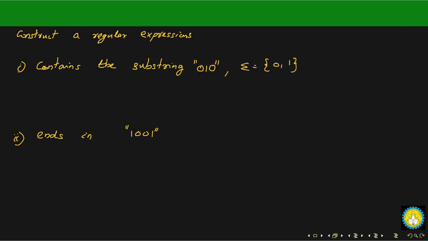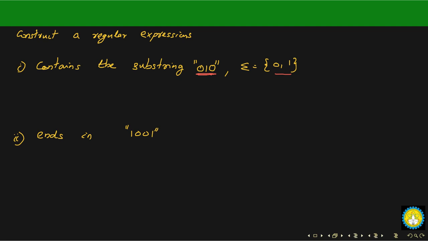Okay, now let's go through these problems. In all these problems, we have to construct a regular expression based on the description given. In the first problem, we are asked to construct a regular expression to represent the strings that contain the substring 0, 1, 0, where the alphabet set is 0, 1. It is only mandatory that the strings should contain 0, 1, 0 as a substring. So how can we approach this problem?